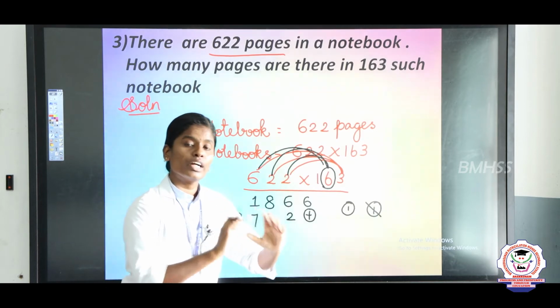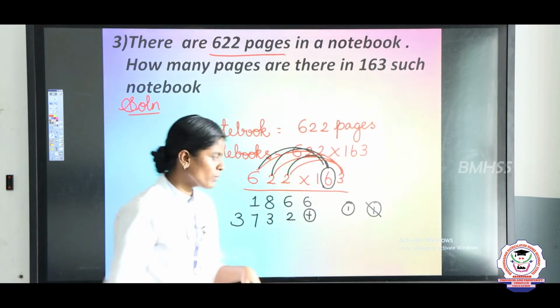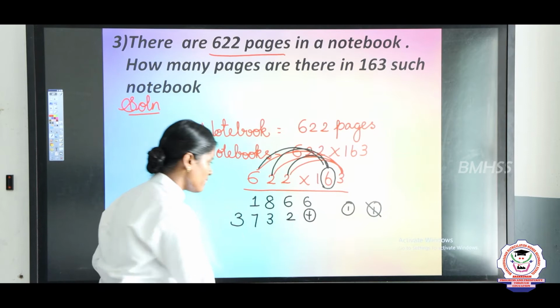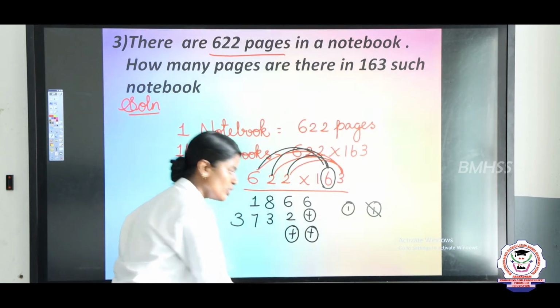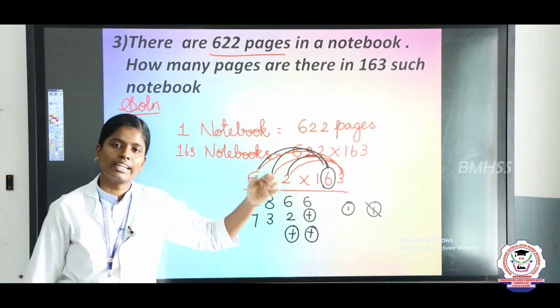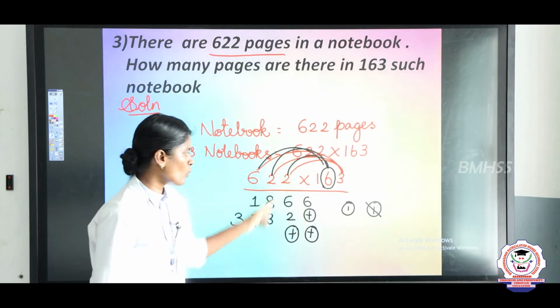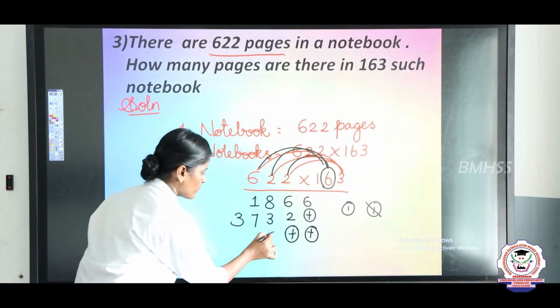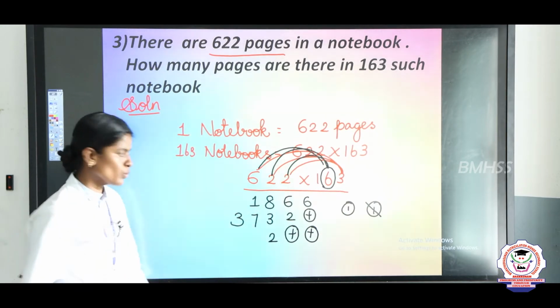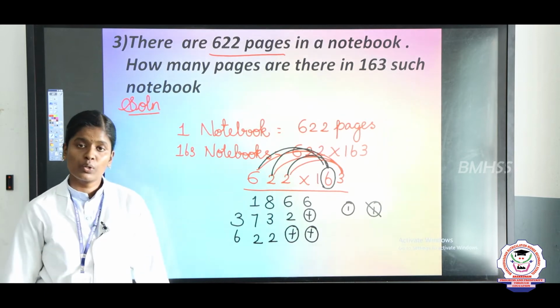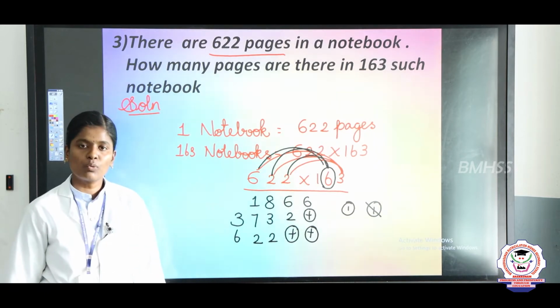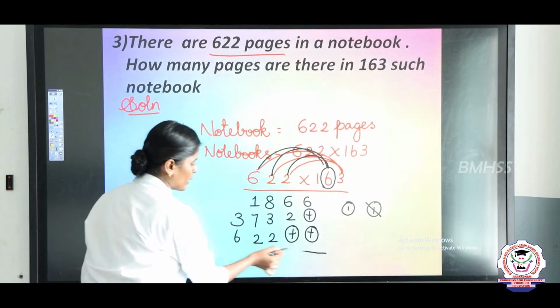Here we are going to write the number from the hundreds place onwards. So the ones place is 0 and the tens place is also 0. Now we write the hundreds place value. 1 2 is 2, again 1 2 is 2, and 1 6 is 6. Now we are going to add these.